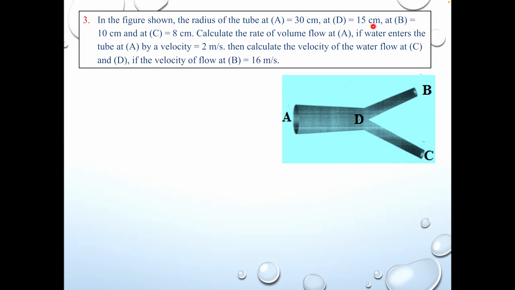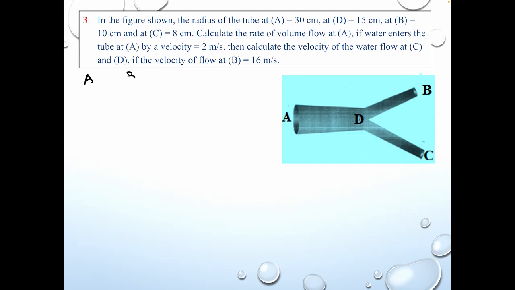In the figure shown, the radius of the tube at A equals 30 centimeter, at D 15 centimeter, at B 10 centimeter, at C 8 centimeter. Calculate the rate of volume flow at A. If water enters the tube at A by velocity 2 meter per second, then calculate the velocity of the water flow at C and at D. If the velocity of flow at B equals 16 meter per second, get the given out.